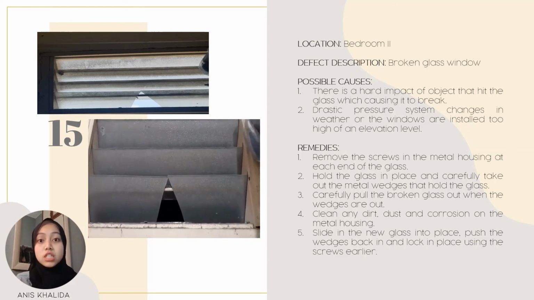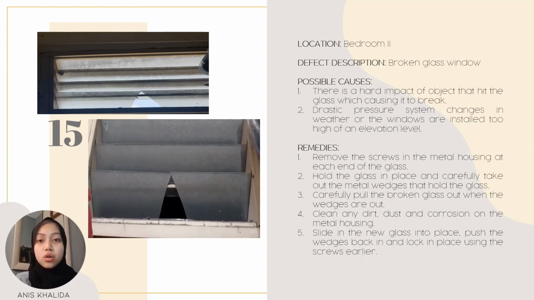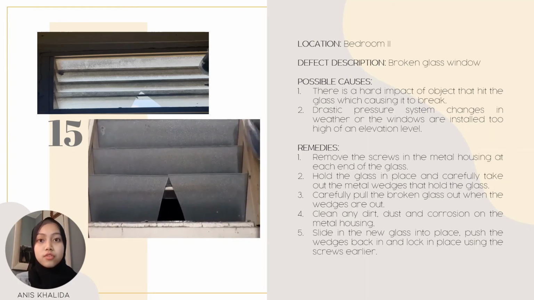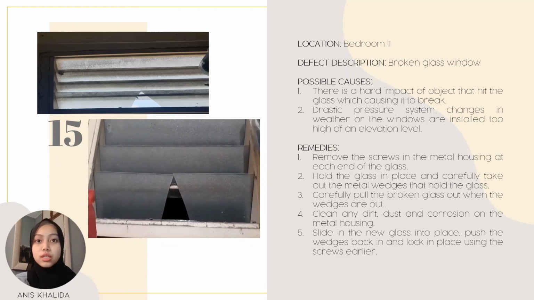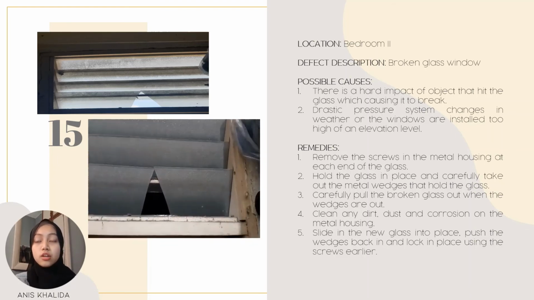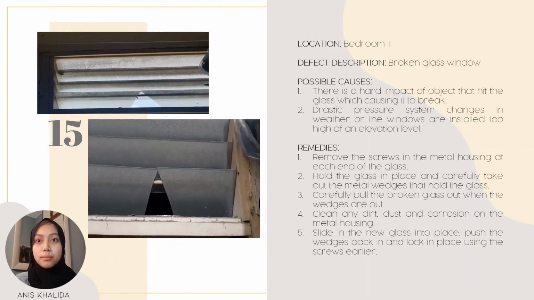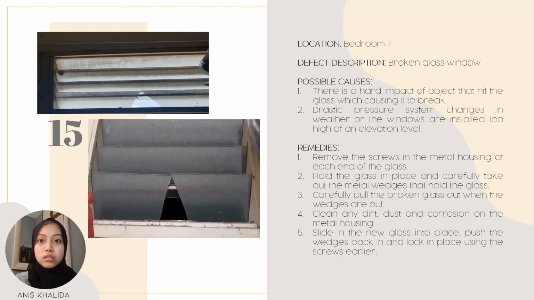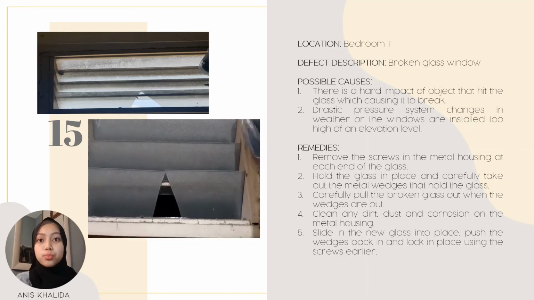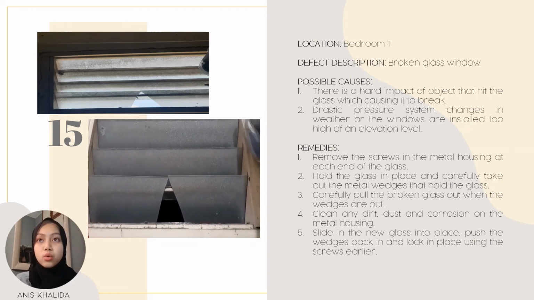an elevation level. In order to fix this defect, first we must remove the screws in the metal housing at each end of the glass and then carefully take out the metal wedges that hold the glass. Make sure to pull out the broken glass when the wedges are out.